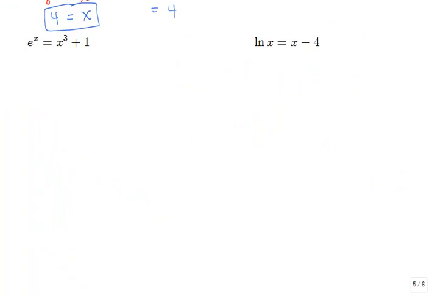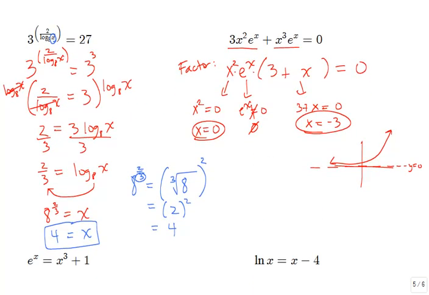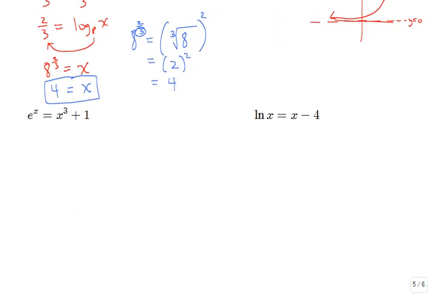Okay, the next 2 examples are similar to each other in terms of the strategy that we're going to use, but they look very different from all the ones that we've done so far. e to the x equals x cubed plus 1. This one actually does look a little bit similar to the last one we did, but there's a huge difference. On the last one we did, we were able to factor some stuff out. And on this one, even if you move all your terms over to one side, nothing's going to factor out.